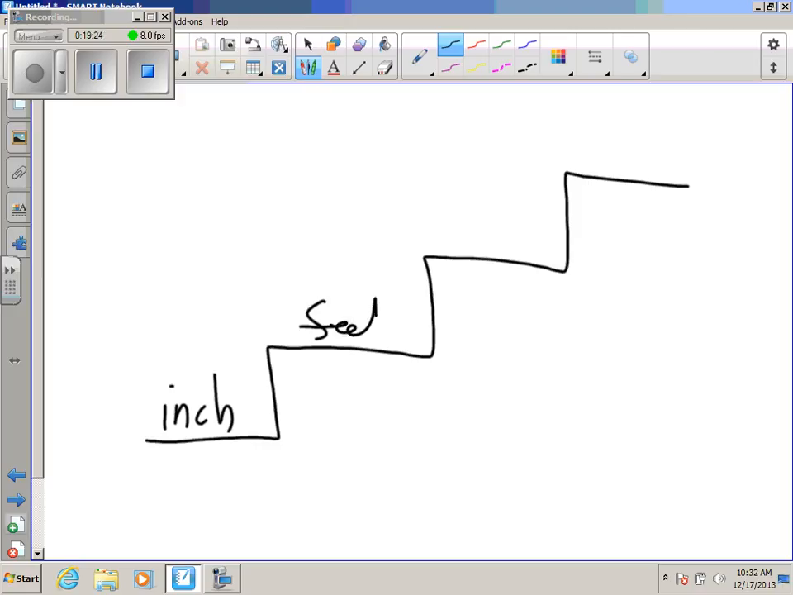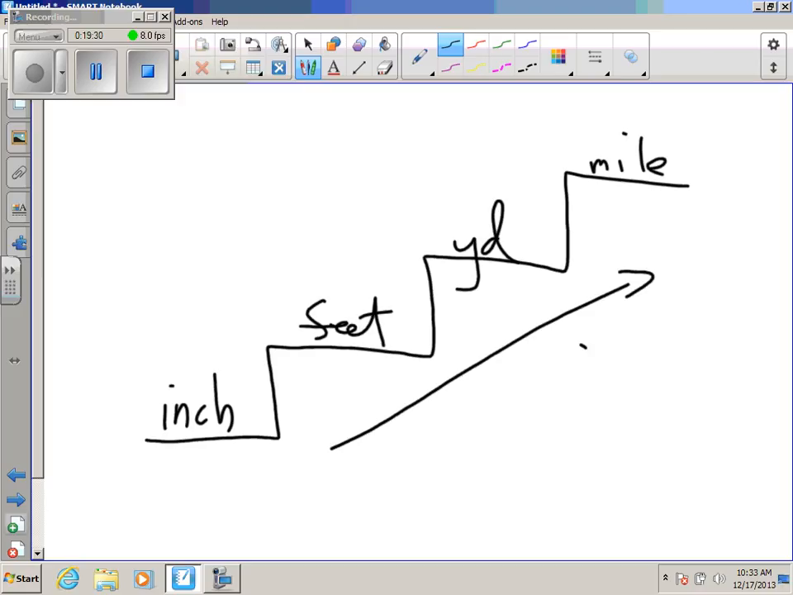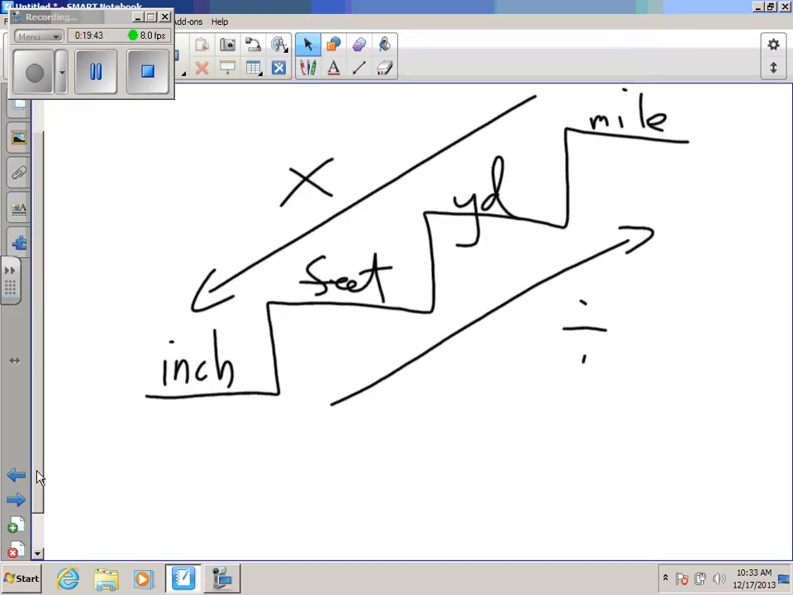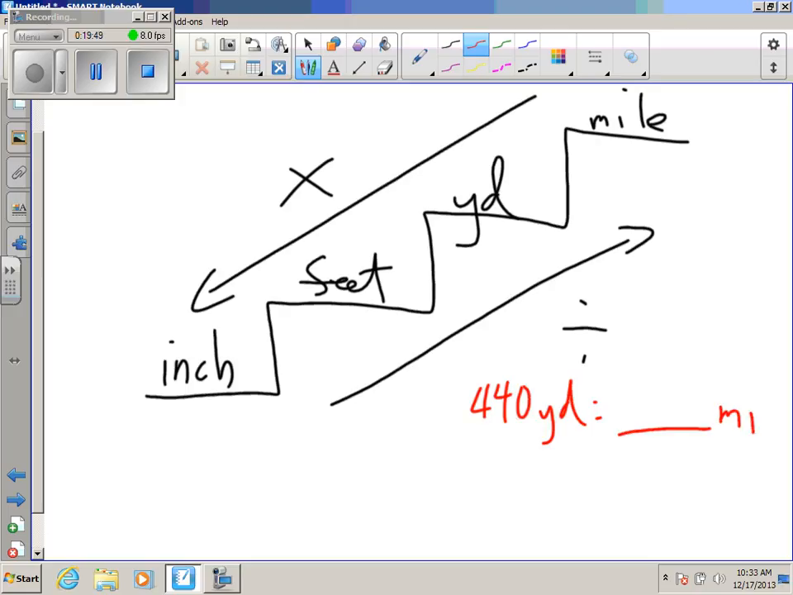Inches, feet, yards, mile. When we go up, we divide. When we go down, we multiply. Remember all that? You've got that somewhere in your notes, hopefully. So if we use that model, 440 yards is equal to how many miles?